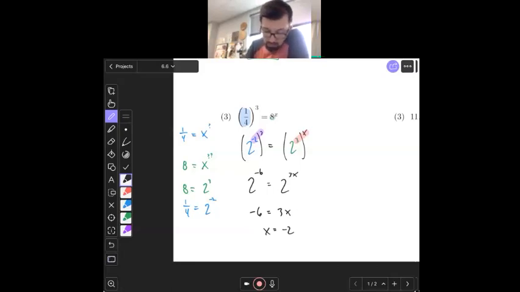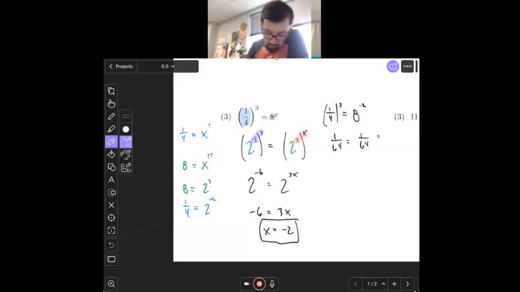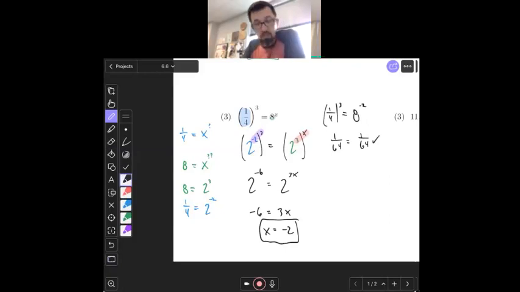If you're really not sure about that, check it. 1/4 cubed equals 8 to the negative 2. Is that actually true? Well, 1/4 times 1/4 times 1/4 would be 1/64. Then 8 to the negative 2, and the negative makes it a fraction. 8 squared is 64, so we have 1/64. So we can see that it does indeed work. There's certainly nothing stopping you guys from checking your answers.